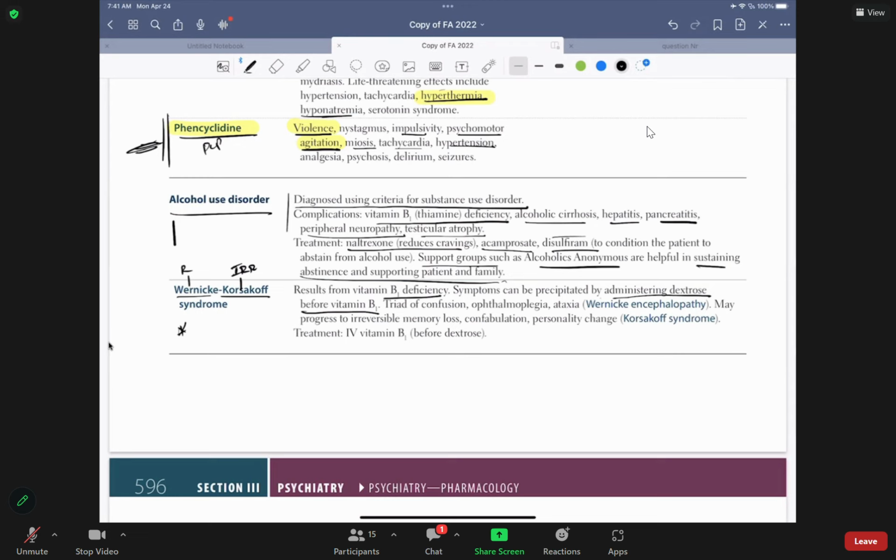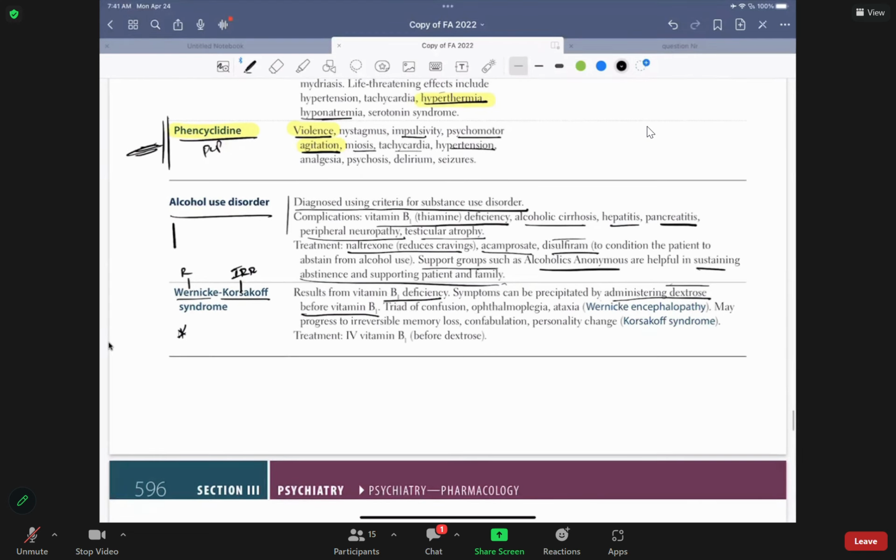Are we clear, folks? Now, imagine for those people, if you give more sugar, what happens? You are making more pyruvate, and more pyruvate is going to more lactic acid. You are not fixing the problem. That's why you have to give thiamine first and then dextrose after a while, folks. You have to leave a gap, usually 15 to 20 minutes, okay?